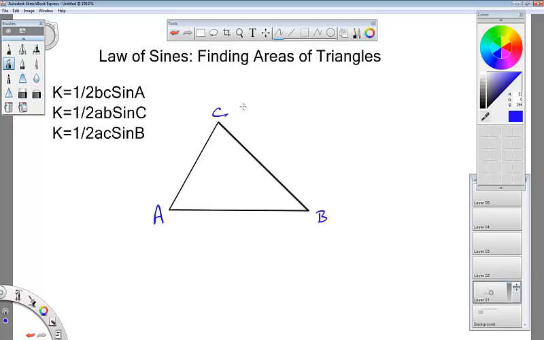Welcome, math students. Today we're going to talk about the law of sines and using it to find areas of triangles. So what I have here is I have pre-typed this out for you.